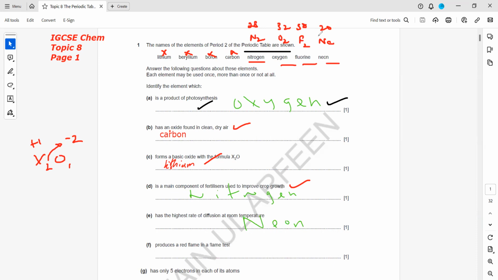It produces a red flame in a flame test. Which one produces a red flame in a flame test? Which element? So that's right. Lithium will produce a red flame in a flame test.